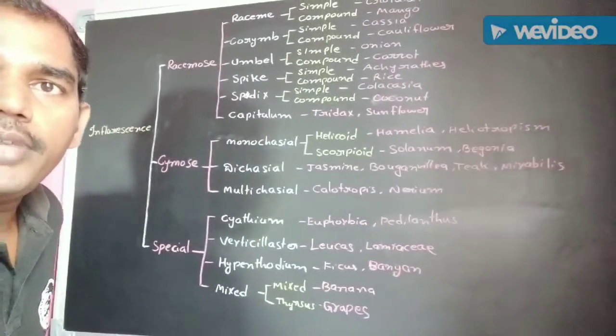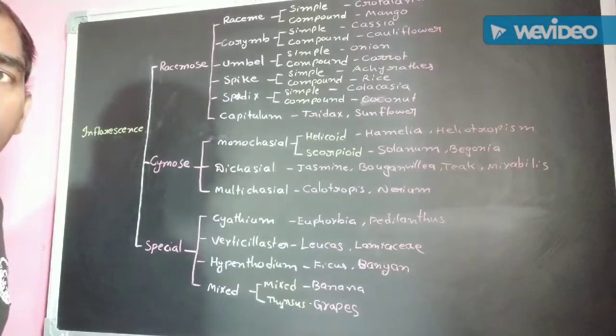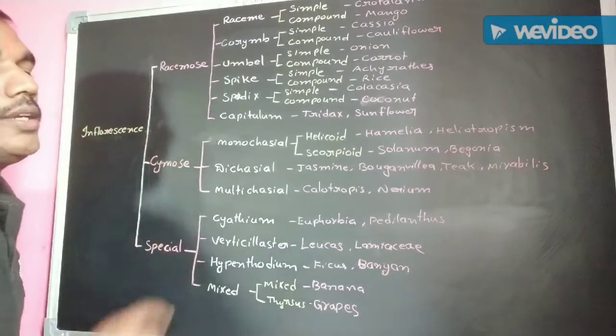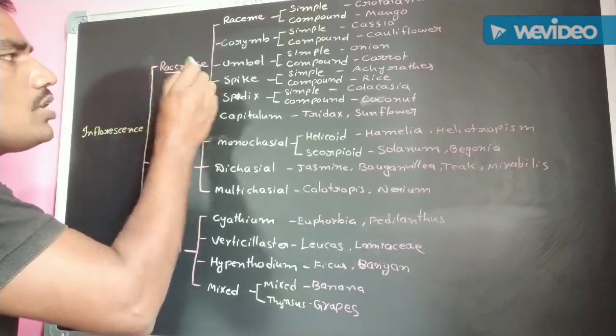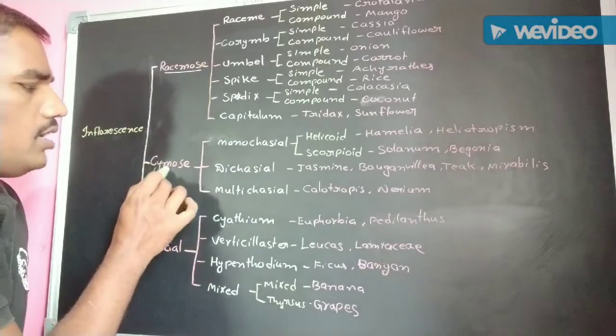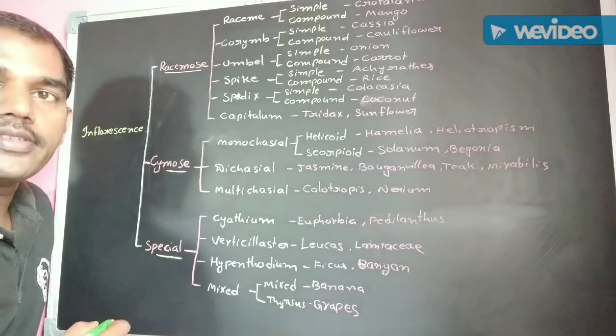Basically, inflorescences are mainly classified into three. What are they? The first one is racemose inflorescence, then cymose inflorescence, and a special type of inflorescence.